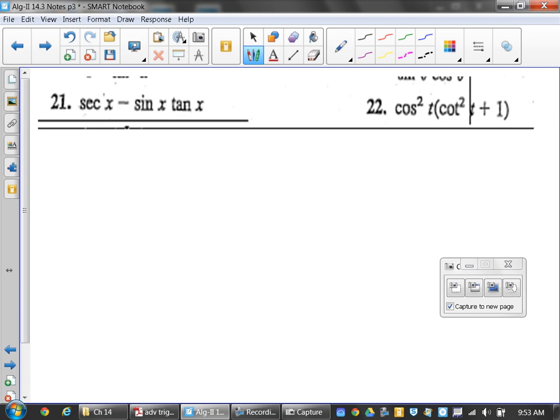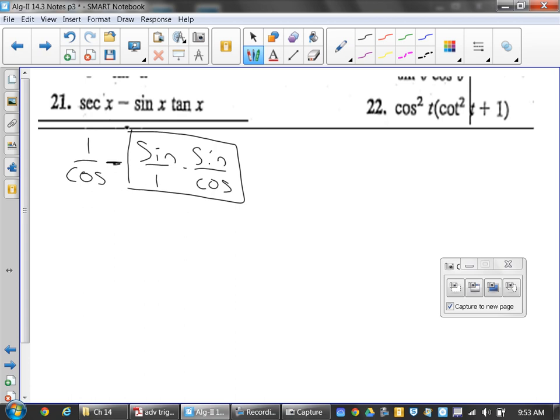When you walk through this first one, a lot of you tend to forget some rules of fractions, which happens. You have 1 over cosine minus sine over 1 times sine over cosine. In this group here, order of operations tells me to take care of multiplication first. So I'm going to combine those two fractions. I have 1 over cosine minus sine squared over cosine. Don't they have the same denominator? So you just put them together. When they have the same denominator, now you have 1 minus sine squared over cosine.